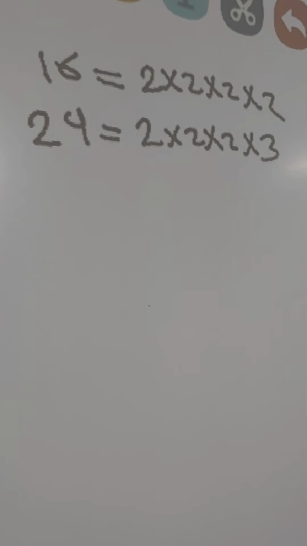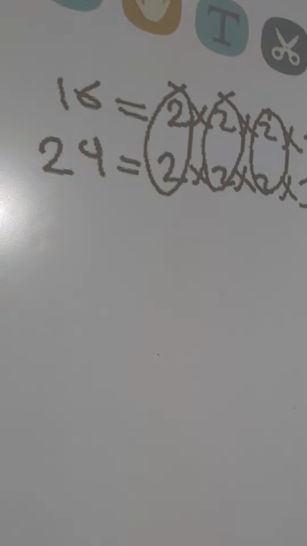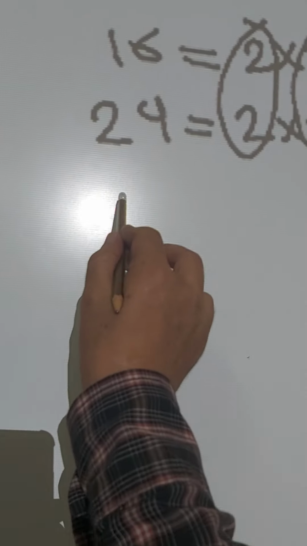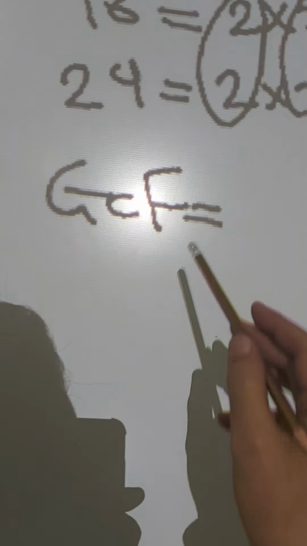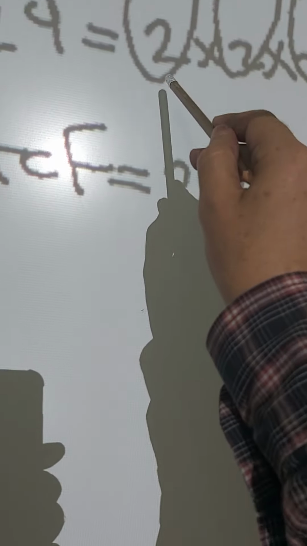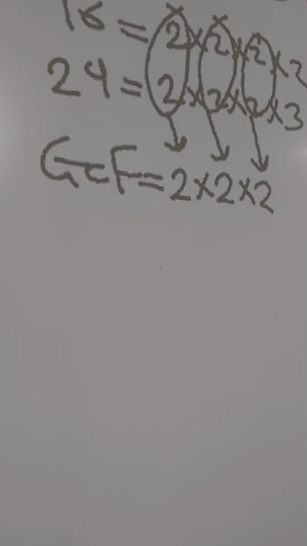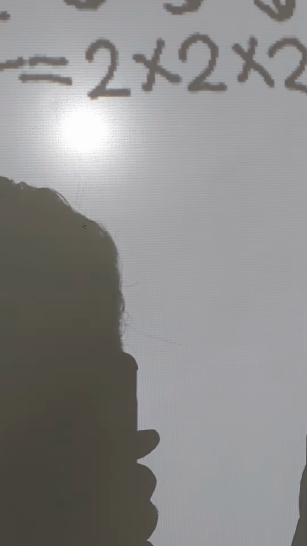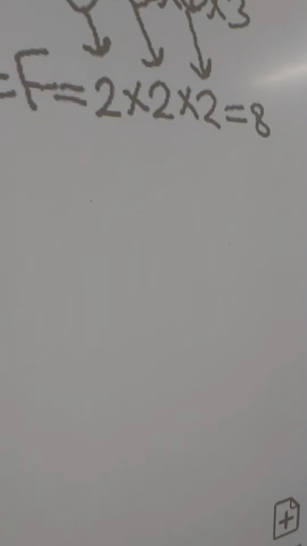Now, after we put the numbers over each other, we make circles around the common factors. We did that before, so try to remember it. Now the GCF is equal to, from each common factor we take one number. It will be 2 times 2 times 2. From each common group we take only one number and multiply them. Now 2 by 2 by 2 is 8. So the GCF of the two numbers 16 and 24 is 8.